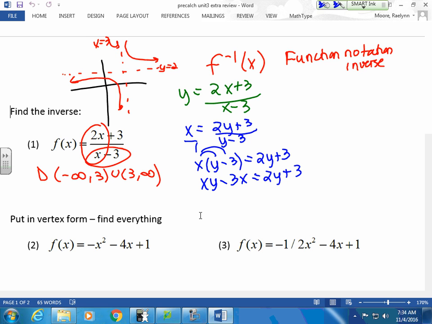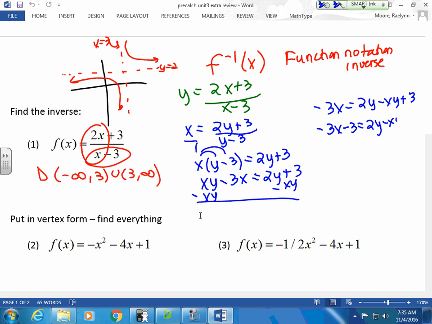So either way you want to go with this, just get your y's to one side, and the rest to the other side. I'll bring this one over here if that's okay with you. So I get negative 3x is equal to 2y minus xy plus 3. Okay, I'm going to move my 3 over to the other side, if that's okay with you guys.